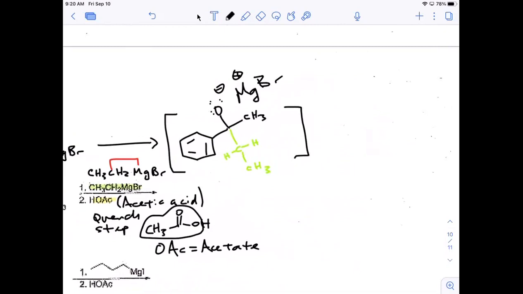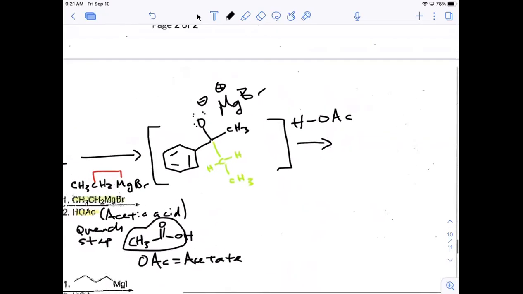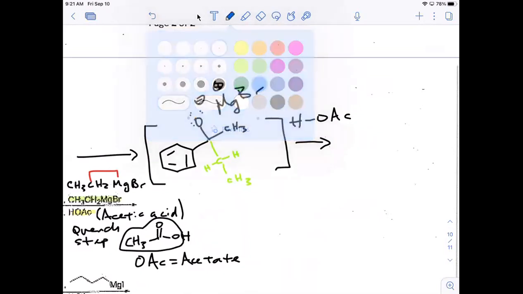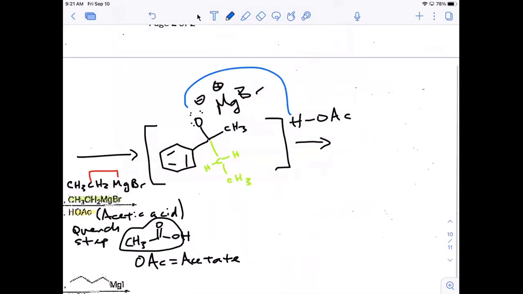But anyway, I heard somebody say where magnesium will be, and you're correct. Now we just need to quench it. So we're going to put HOAC, we're going to just write it like that. The reason I'm writing it like that is because I want you to see where both things go, because this is important too. So where's the H going? With the oxygen. So I'm going to just do that, just a simple proton transfer.